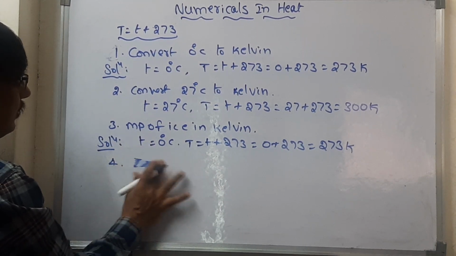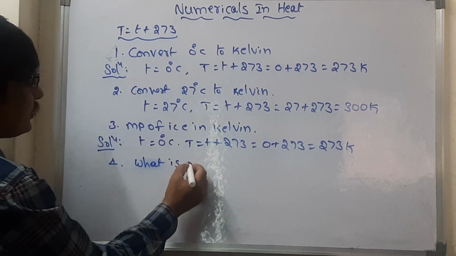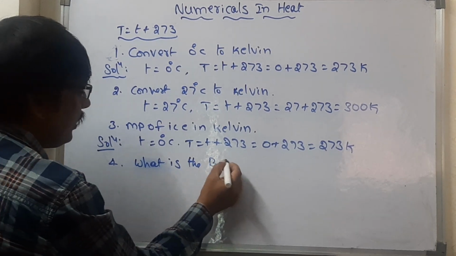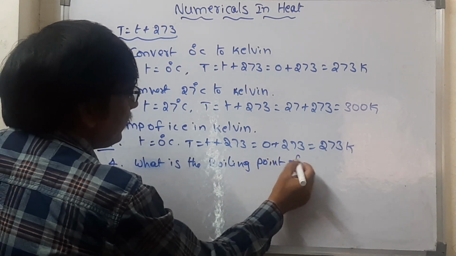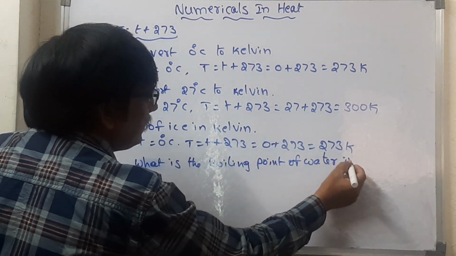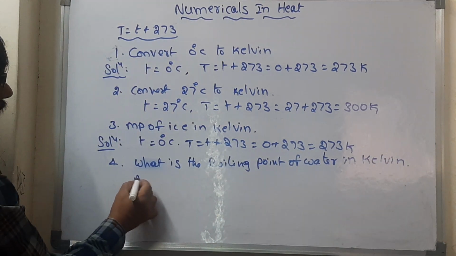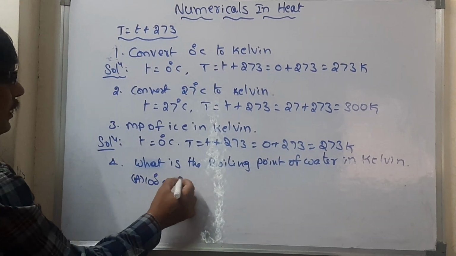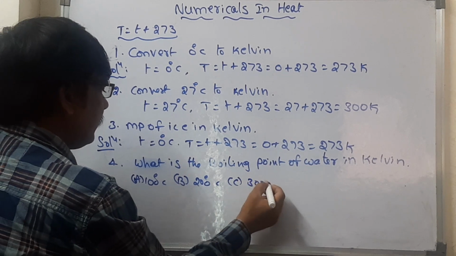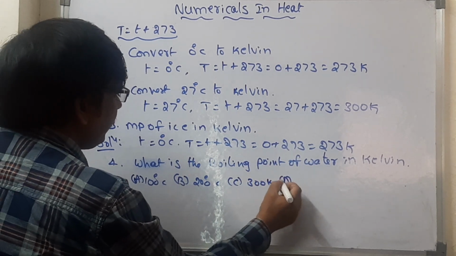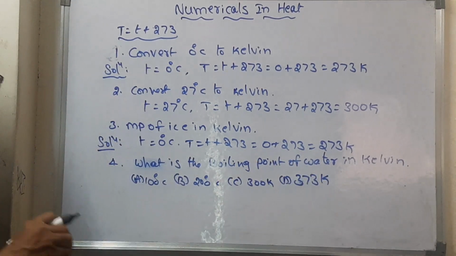Convert, a very often asked question: what is the boiling point of water in Kelvin? Don't get confused over this one. Immediately the options will be given: A 100 degrees C, B 200 degrees C, C 300 K, D 373 K. You should be very careful in the exam.